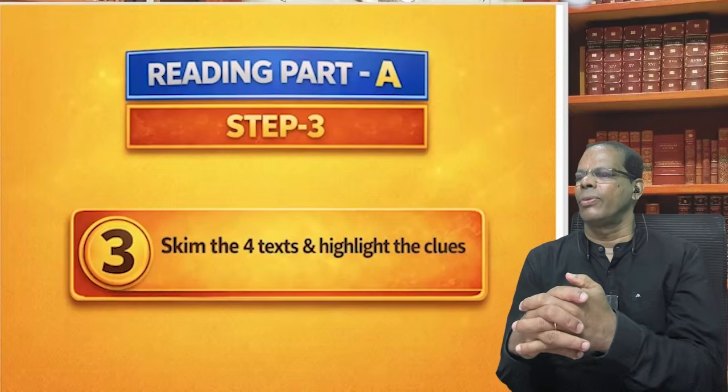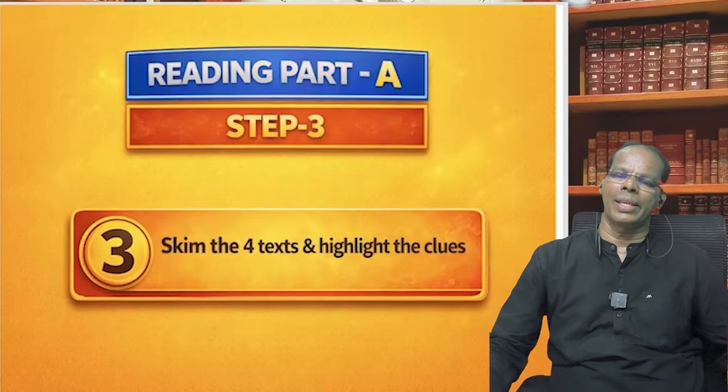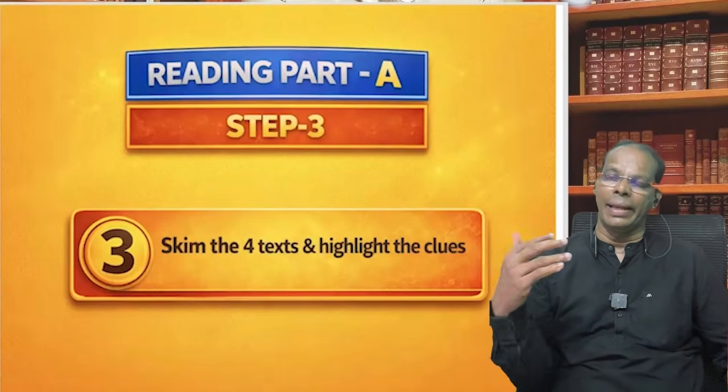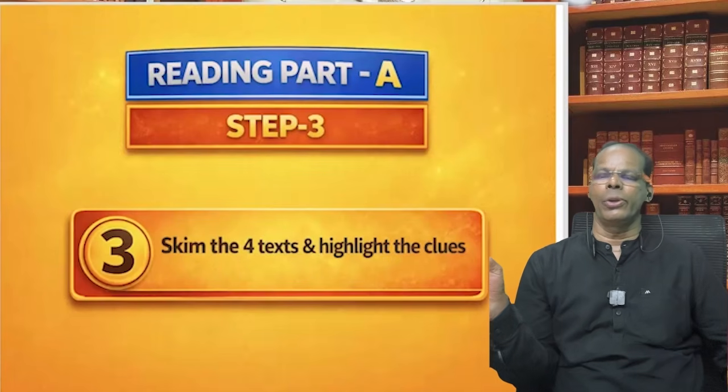Okay, step 3: skim the four texts and highlight the clues. Now you'll be skimming the text. However, if you want to skim the text earlier with the headings, when you find the headings, you can do it right there. If you're competent enough, you can just skim together and highlight the keys as well.